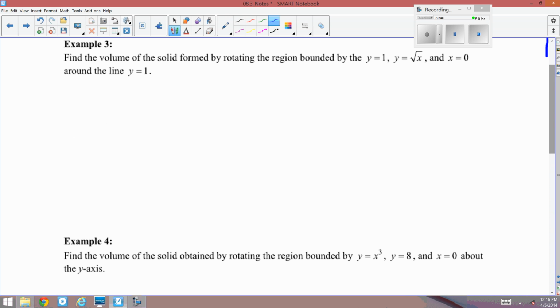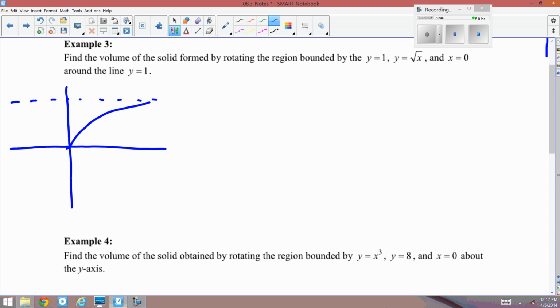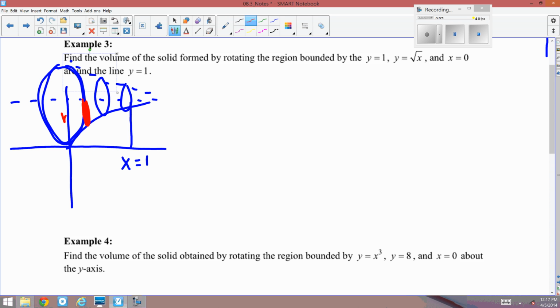Example 3 is similar. It's just this time, instead of rotating this region about the x-axis, now we're going to rotate it about y equals 1. Okay, so now we have maybe like this cornucopia shape here. So the disks are going to be along this shape. All right, so our radius this time, if I was going to draw this, now it would be 1 minus x squared. That would be my radius, r of x. Okay, my width would be dx.